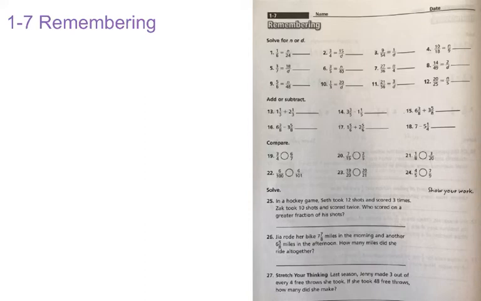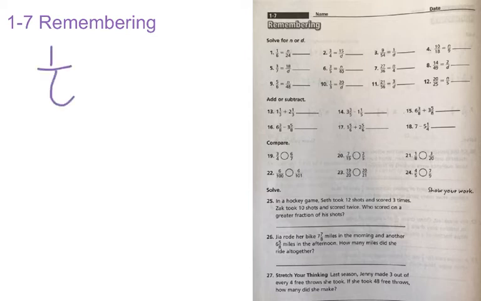Good morning, class. Today we're working on Unit 1, Lesson 7, Remembering, and we're going to do a little algebra here. We're going to be solving for a variable. In numbers 1 through 12, you can see it says solve for n or solve for d, and this is something you've already done, so don't be intimidated by the variable, which is the letter.